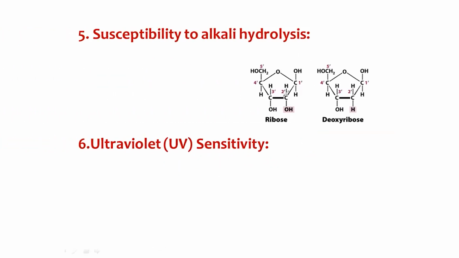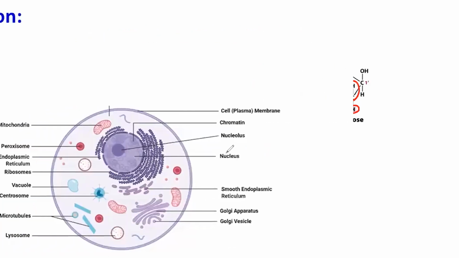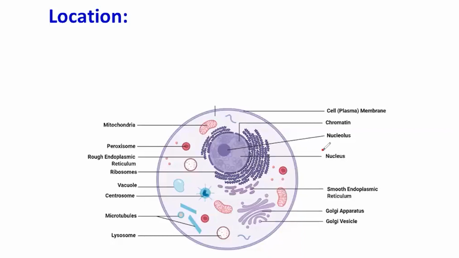Due to the presence of hydroxyl group at 2' position, alkali can hydrolyze RNA. DNA cannot be subjected to alkali hydrolysis due to lack of this group. Instead, DNA contains hydrogen at 2' position. But the RNA molecules are more resistant to ultraviolet rays than DNA. RNA is synthesized and processed within the nucleus, but it has to come to the cytoplasm for its work. So, its location is in the cell cytoplasm.